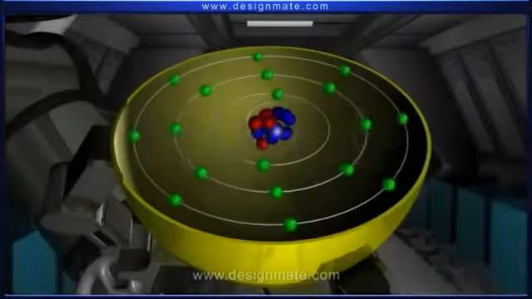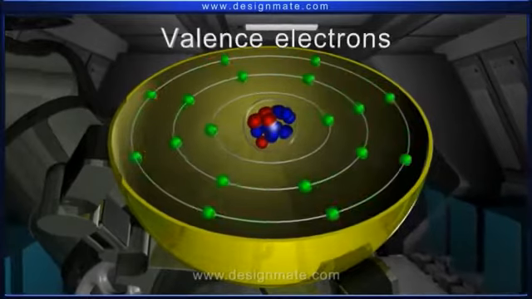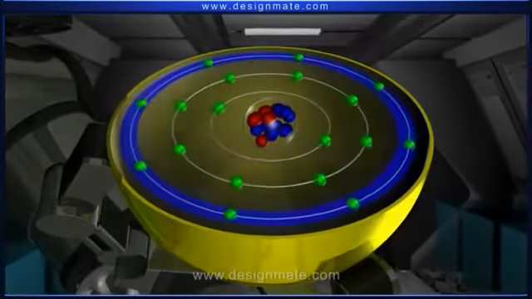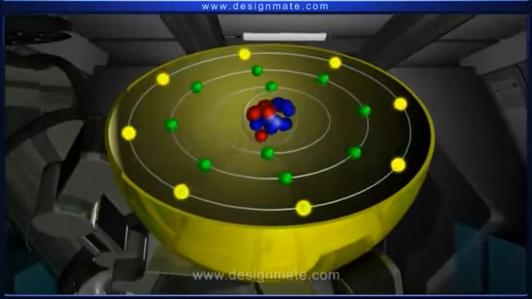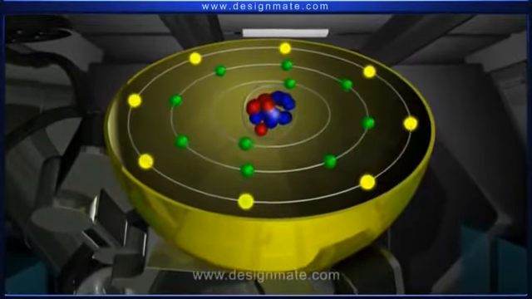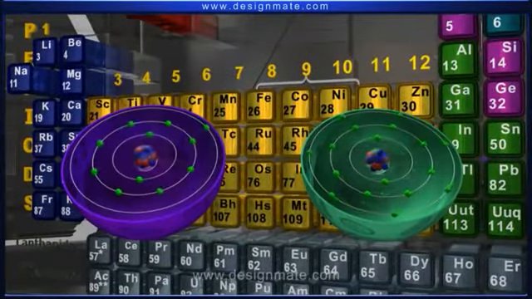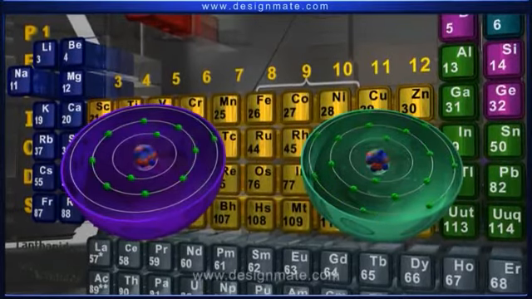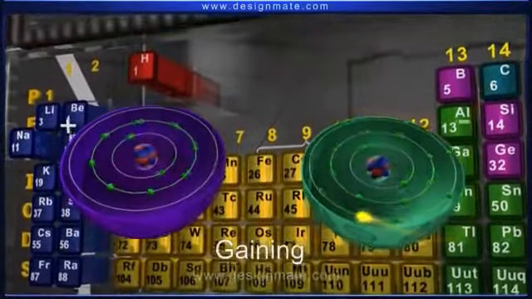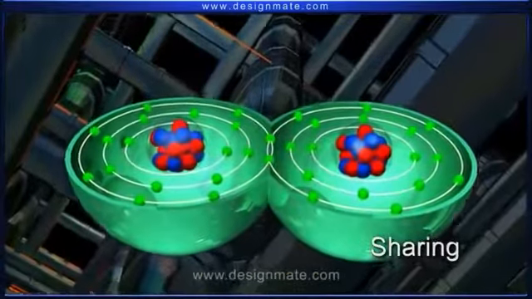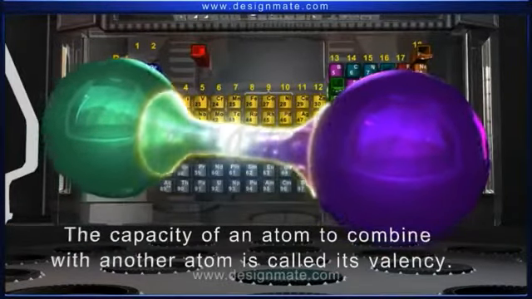Summary: we have studied that the number of electrons present in the outermost orbit are known as valence electrons, and the outermost orbit is called valence orbit. The maximum number of electrons that can be accommodated in the outermost orbit are 8. Elements with incompletely filled valence orbits have the tendency to complete their octet configuration by losing, gaining, or sharing their electrons. This capacity of an atom to combine with another atom is called its valency.